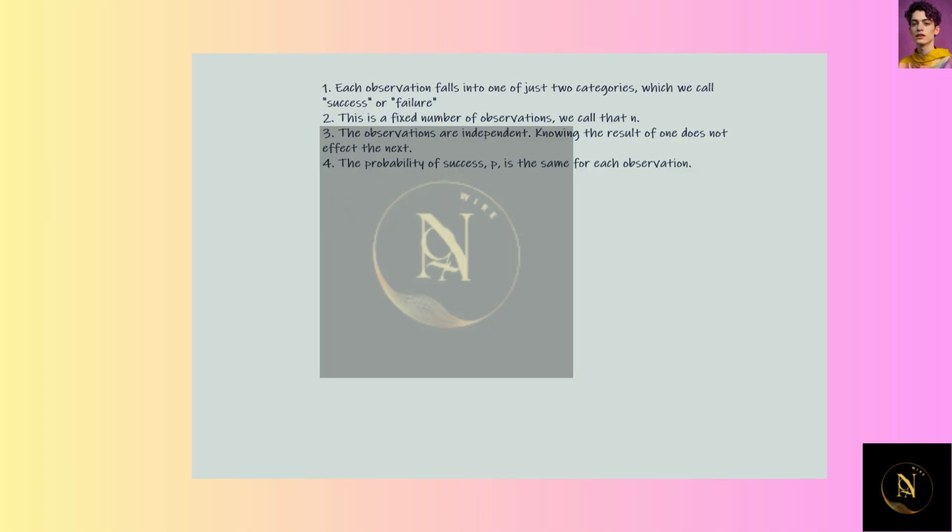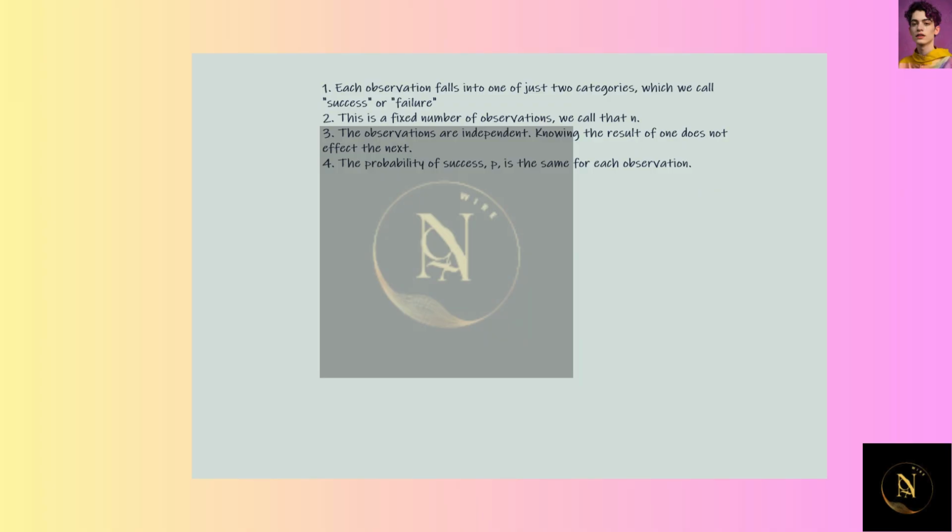In order to be a binomial experiment, you must agree with these four statements. Each observation falls into one of just two categories, which we call success or failure. There is a fixed number of observations that we call n. The observations are independent, meaning knowing the result of one does not affect the next, and the probability of success, p, is the same for each observation.